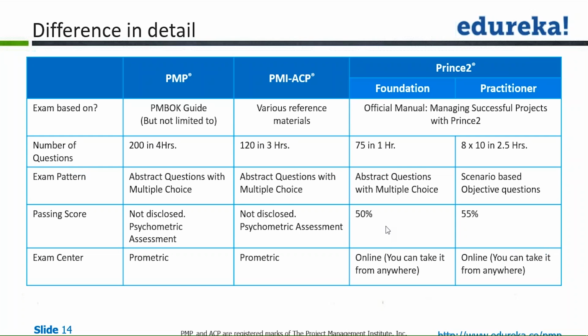Talking about the type of examination and the number of questions: in the PMP examination, you will have to answer 200 questions in 4 hours. Whereas in PMI-ACP, it is 120 questions in 3 hours. And Prince2 Foundation will have 75 questions in 1 hour. And Practitioner will have 8 different sections. Each section will have 10 questions, which you need to answer in 2.5 hours. So roughly 80 questions in 2.5 hours.